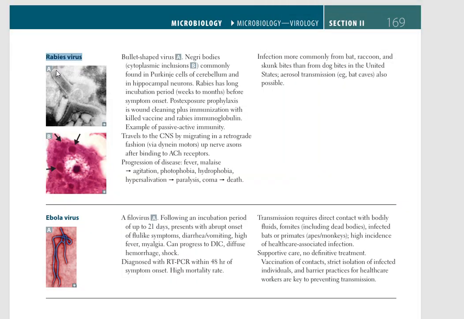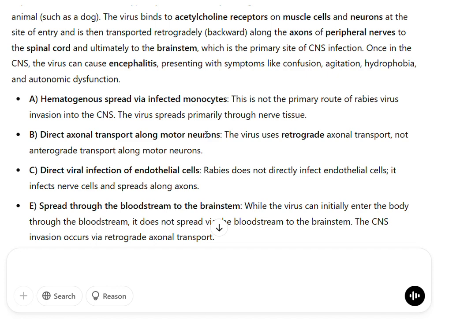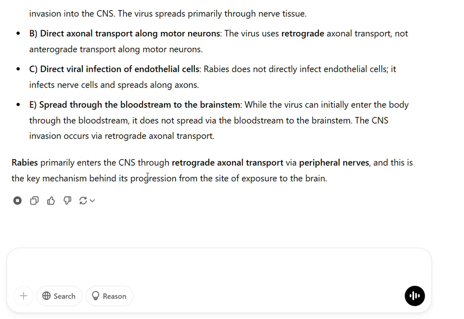C. Direct viral infection of endothelial cells. Rabies does not directly infect endothelial cells. It infects nerve cells and spreads along axons. E. Spread through the bloodstream to the brainstem. While the virus can initially enter the body through the bloodstream, it does not spread via the bloodstream to the brainstem. The CNS invasion occurs via retrograde axonal transport. Rabies primarily enters the CNS through retrograde axonal transport via peripheral nerves, and this is the key mechanism behind its progression from the site of exposure to the brain.